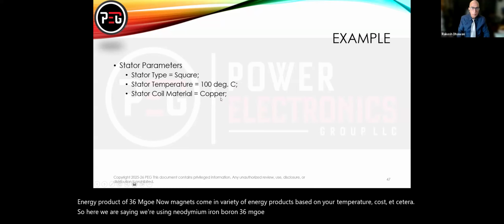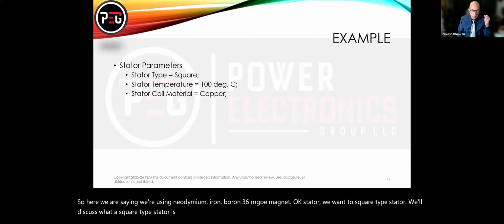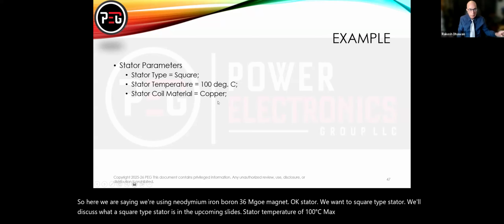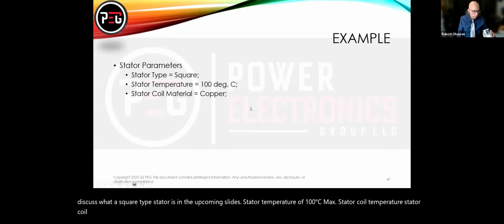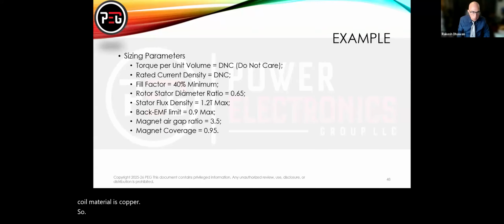Okay. Stator. We want a square type stator. We'll discuss what a square type stator is in the upcoming slides. Stator temperature of 100 degrees Celsius max. Stator coil material is copper. So we don't care about torque per unit volume at the moment. We don't care about rated current density.